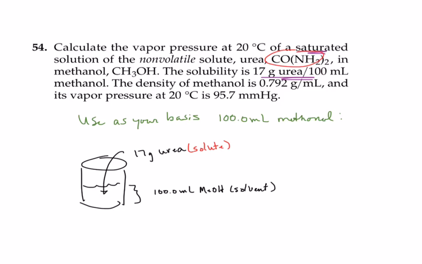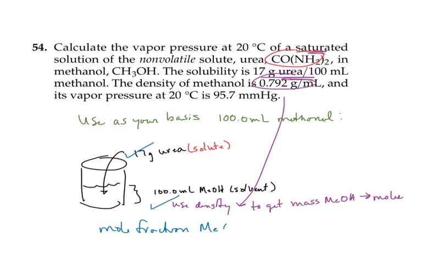Now this is a little bit different, because in order to get to the moles of methanol, you're going to have to use the density of methanol, which is given, to get to grams, and then use the molar mass of methanol to get from grams to moles. And then you can knock out the mole fraction. The new equilibrium vapor pressure of the solution will be equal to the mole fraction of methanol times the equilibrium vapor pressure of methanol in its pure state, which was given.